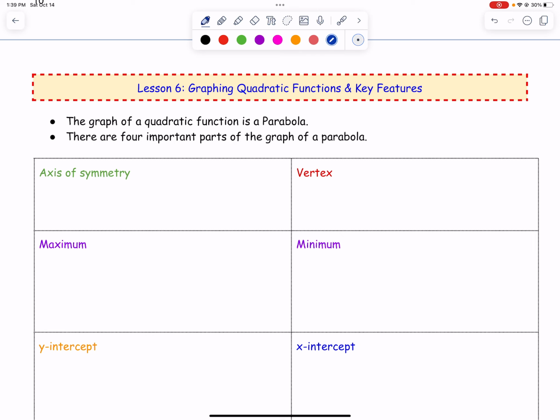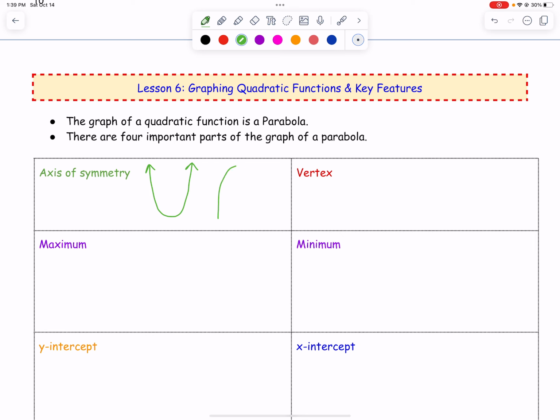In this video, let's take a look at graphing quadratic functions and key features. The graph of a quadratic function is a parabola. There are four important parts of the graph of a parabola. So a parabola is in the shape of a U. So I'm going to draw it right here. That's what a parabola looks like.